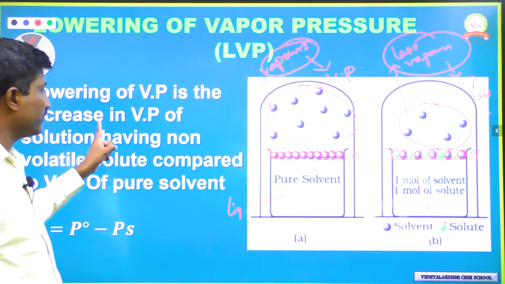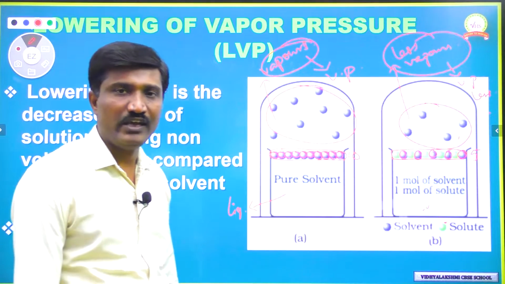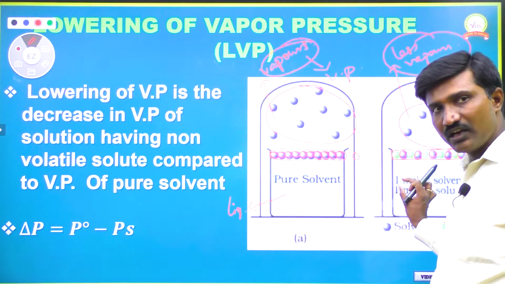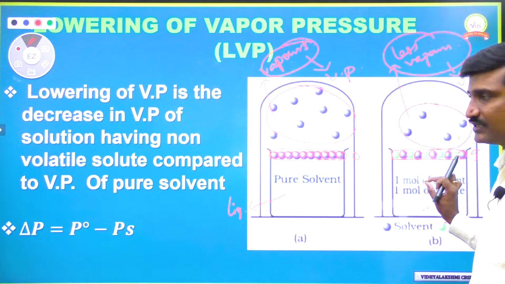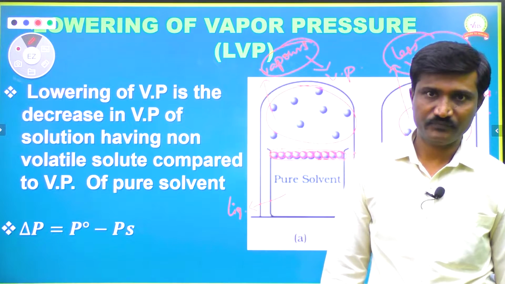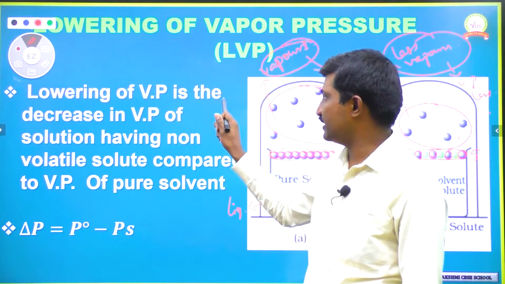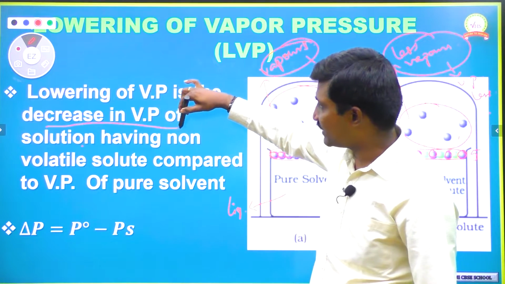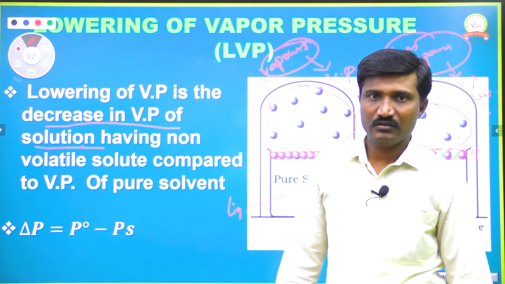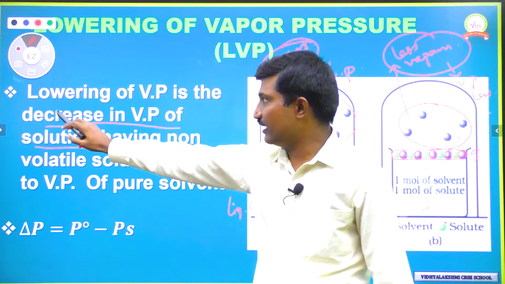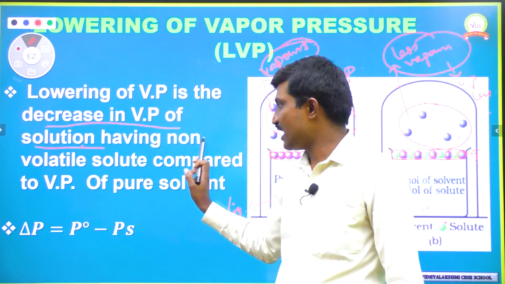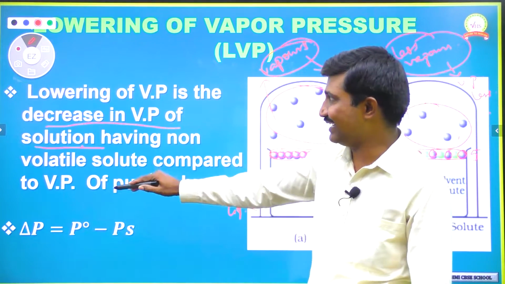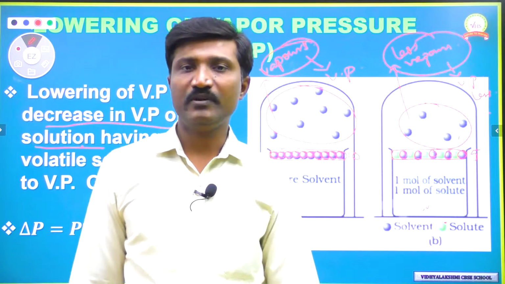That decrease in vapor pressure is called lowering of vapor pressure. The decrease in vapor pressure of a liquid solvent when a non-volatile solute is added to it is called lowering of vapor pressure. I am saying here, decrease in vapor pressure of the solution compared to the pure solvent. So the decrease in vapor pressure of a solution having a non-volatile solute compared to the vapor pressure of the pure solvent, that decrease we are calling lowering of vapor pressure.